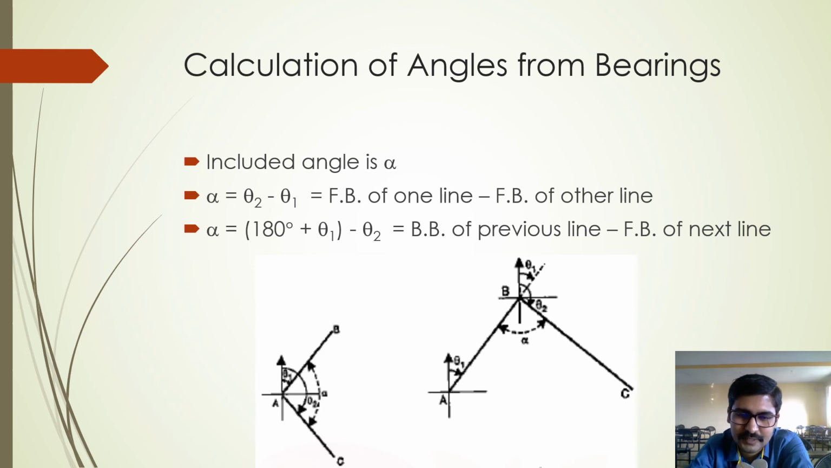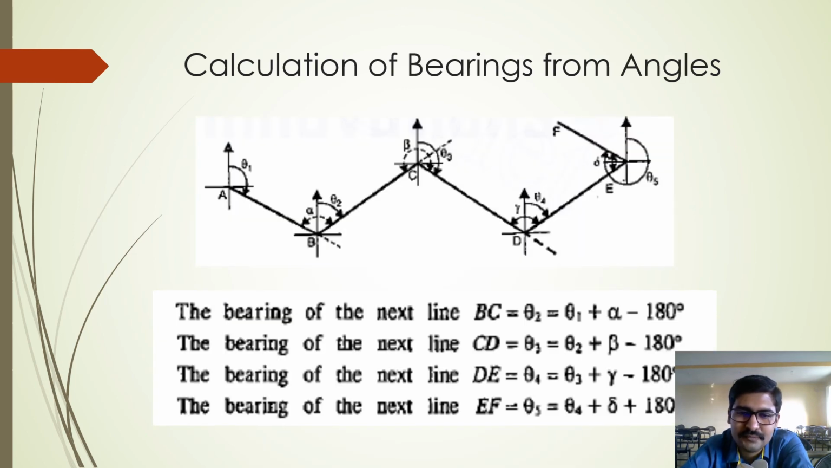So in the further example, I have one more thing to show you. If I have the angles, will I be able to get the bearings or not? So simple thing. If you know that this is alpha, and if you know the bearing of the line, then the bearing of the next line can be easily calculated. In the diagram, line AB has fore bearing of theta 1. This is known, and alpha is known, right? Alpha is known and beta is known, gamma is known, all these things are known, right?